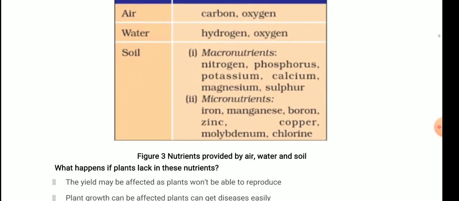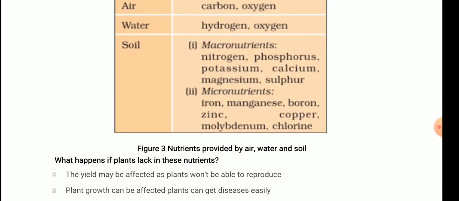Now what happens if the plant lacks these nutrients? It is very easy to understand that if they lack these nutrients, then the yield may be affected as the plants won't be able to reproduce. Second, plant growth can be affected as the plants can get diseases easily. So this may be the effect of the lack of nutrients in the plants.